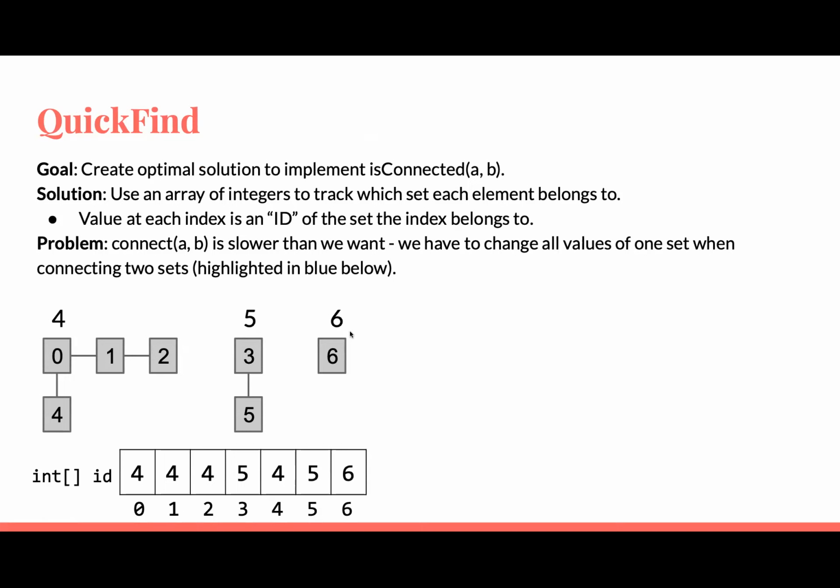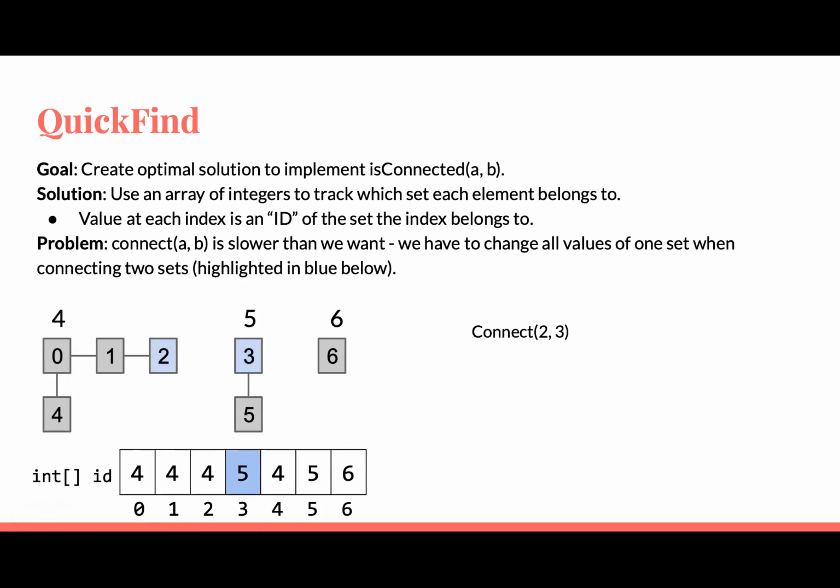And then at the very bottom right here, these indices represent each individual node, and the value stored at that index represents the set that it belongs to. So for node 0, we can see that it belongs to set 4, and then node 1 belongs to set 4.